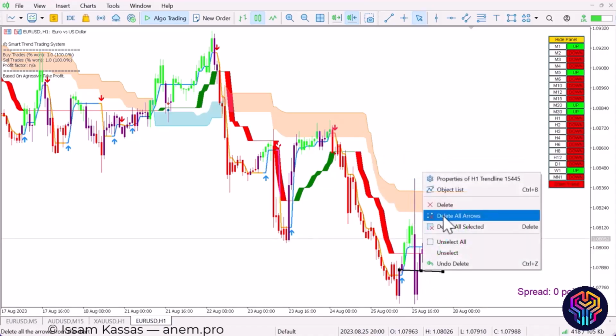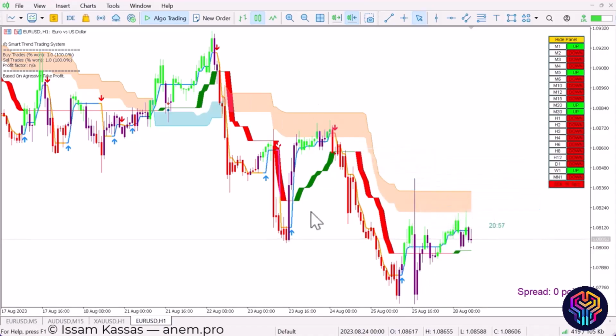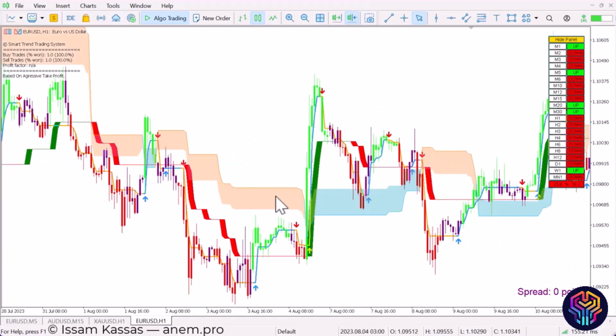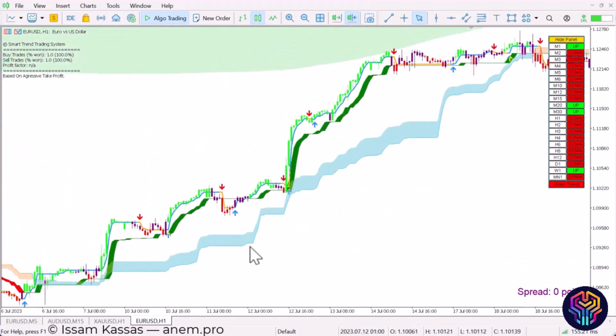And also we have the smart cloud. The smart cloud here shows you the trends, and it highlights the trend visually. The concept is very simple: whenever the price is below the smart candle, you are pretty sure that you are in a downtrend. Whenever the price is above the smart candle, and I'm trying to find a good example here, whenever the price is above the smart candle, you are in an uptrend like this one here.